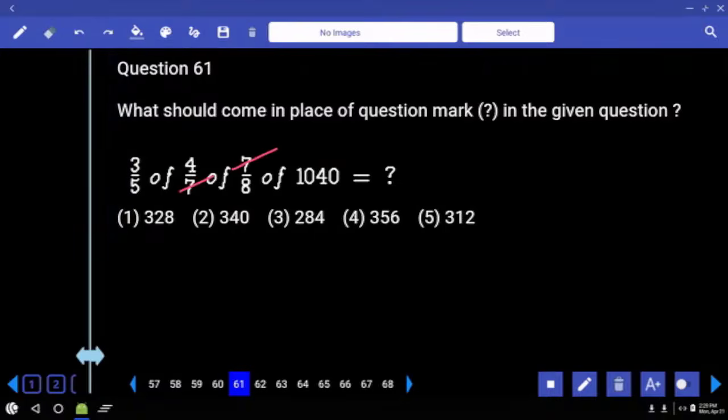7 and 7 cancel. 4 how many times? 5 into 2, 0 gets cancelled. 3 into 104, right? I'll read 104 as 100 plus 4. 100 into 3, 300. 4 into 3, 12. Fifth option.